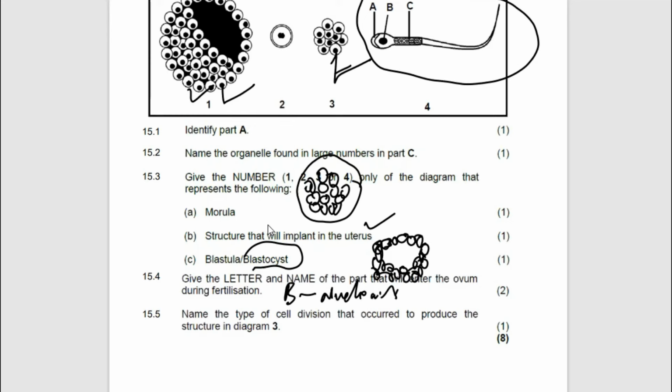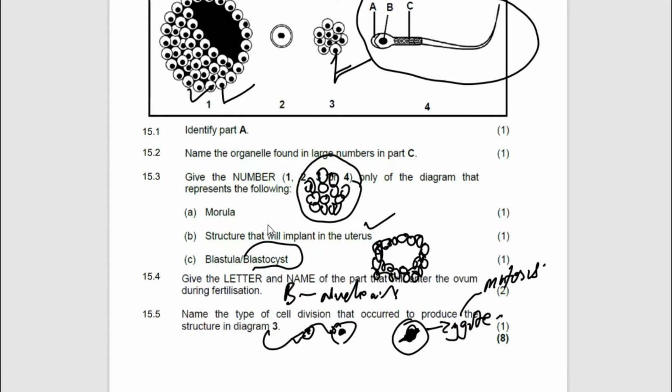Then they're saying name the type of cell division that will occur to produce the structure in 3. The moment you have a sperm and then you have the ovum, the nucleus of the sperm comes in, and then you have a nucleus of a sperm and a nucleus of the ovum. You form a zygote. This zygote will start to undergo mitosis repeatedly to form a ball of cells, which we call the morula.